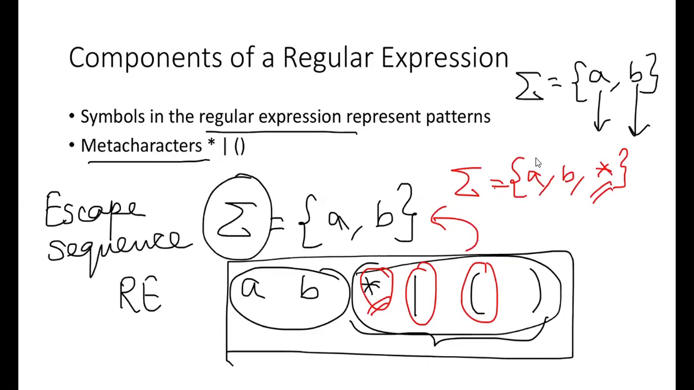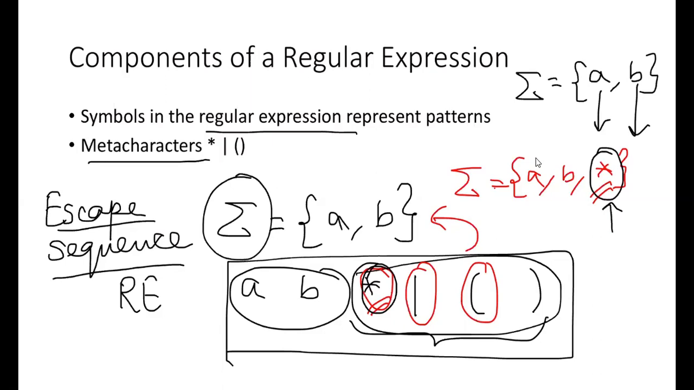So what is an escape sequence? An escape sequence is a special symbol which is used in front of symbols which appear as a symbol as well as a meta character. Whenever I want a particular symbol in my regular expression to represent that symbol of the alphabet, we have to precede it with an escape sequence. If there is no escape sequence in front of it, then we will know that this does not represent the symbol of the language. Instead, it represents a meta character.